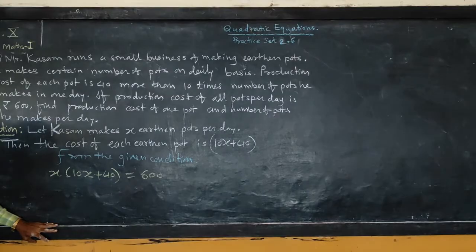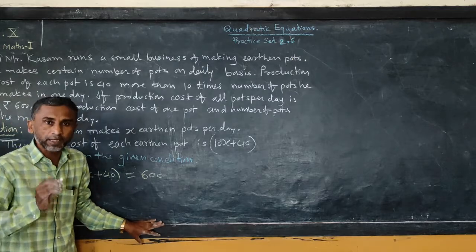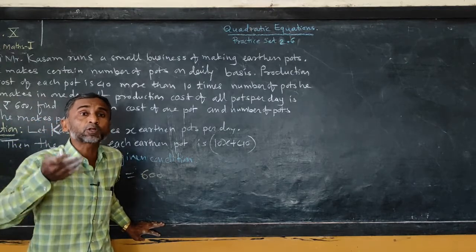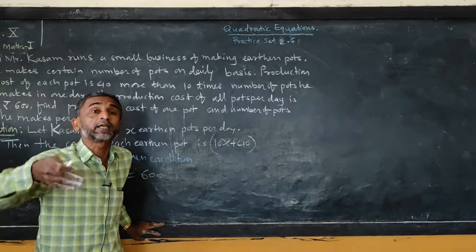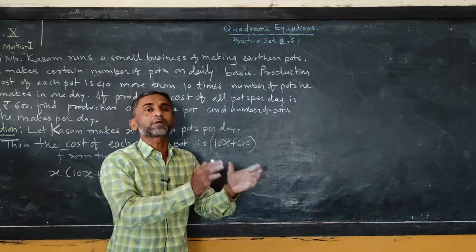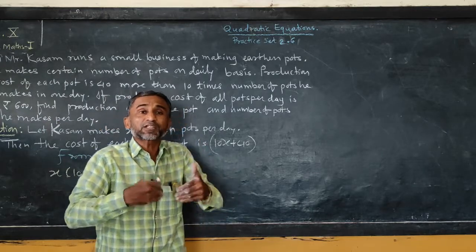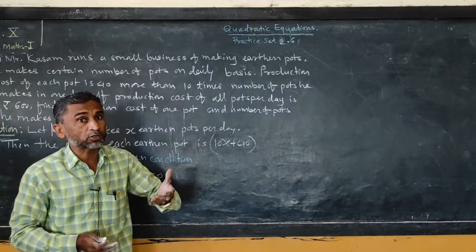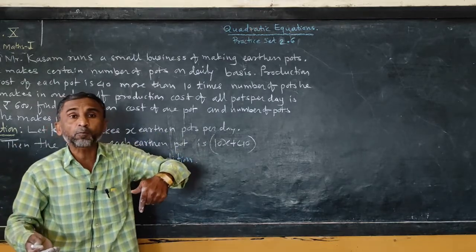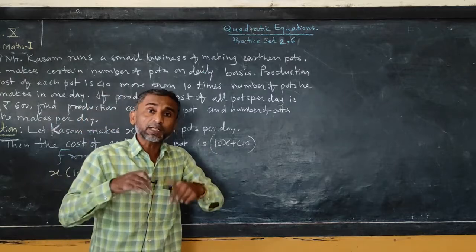What is the information given in the example? First read carefully. Mr. Kasam runs a small business of making earthen pots. He makes certain number of pots per day and the production cost of each pot is 40 more than 10 times the number of pots he makes per day. So consider he makes x pots per day. If he makes x pots per day, then the production cost of each pot will be 40 more than 10 times the number of pots he makes, means 10x plus 40.